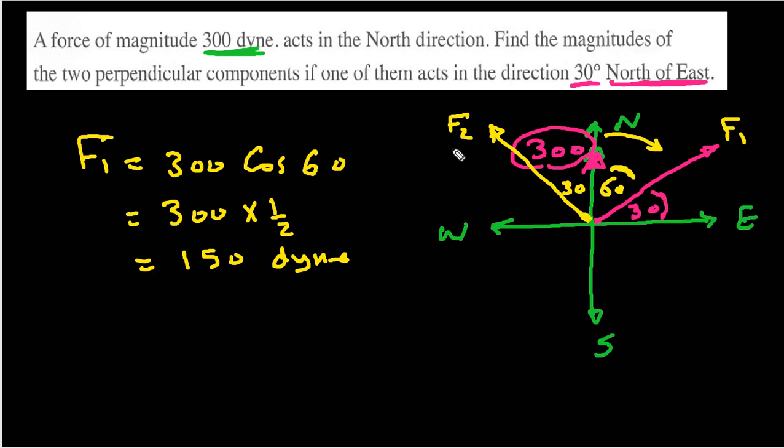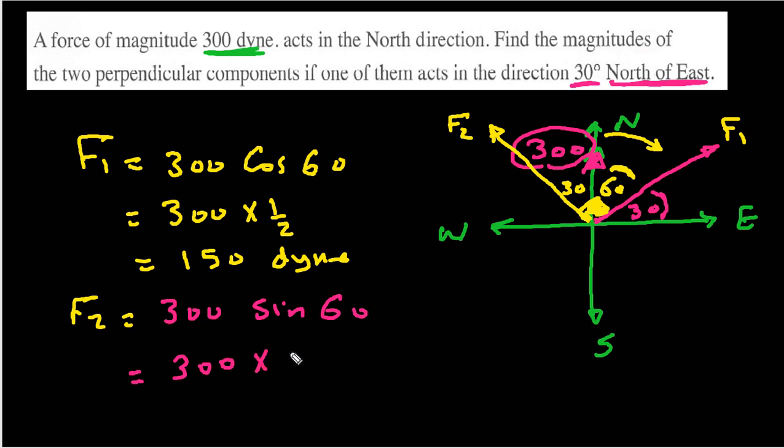And the second component, why do we do this? Because they are perpendicular. This is 30 and this is 60. We use this 60 degrees here. Then F2 will be 300 sine 60. You know that sine 60 is root 3 divided by 2. Then it will be 150 root 3 dyne. Then we have the two components now.